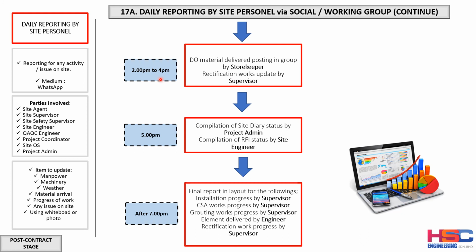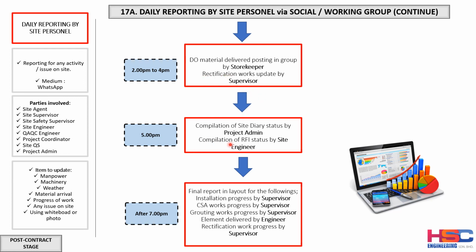At 1 p.m., after the staff meeting, don't take too long for the staff meeting. What needs to be known in the staff meeting is what the targets are, and what the problems faced to achieve the target are. That is the important thing to highlight. And then from 2 p.m. to 4 p.m., the storekeeper needs to update what materials have been delivered for the day. Within this duration of time, the storekeeper has to update. And during this duration of time, the supervisor continues to update the status of his target.